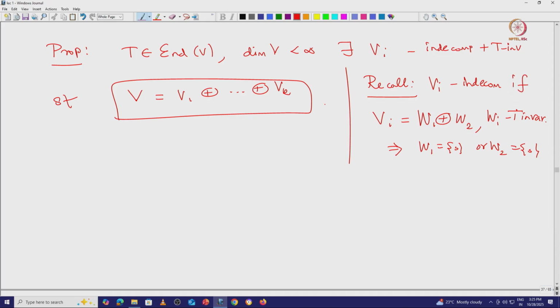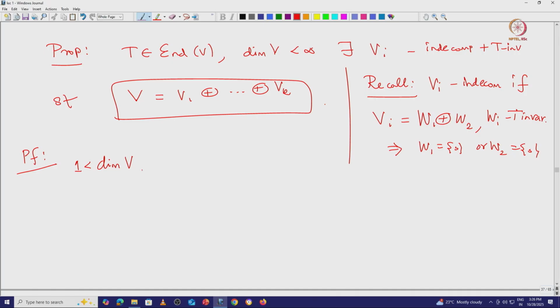Okay, so why does such a decomposition exist? This is as simple as writing a number as a product of prime numbers. We can induct on the dimension and prove this. If the dimension of the vector space that we started with is 1, then there is nothing to prove because the space itself is indecomposable. So let us assume that the dimension is more than 1.